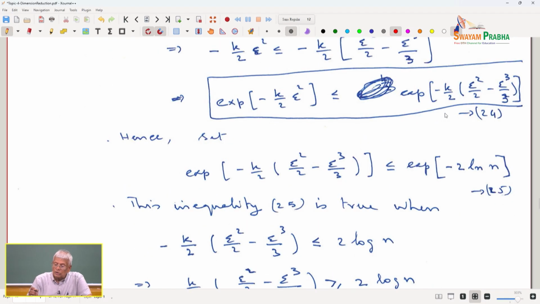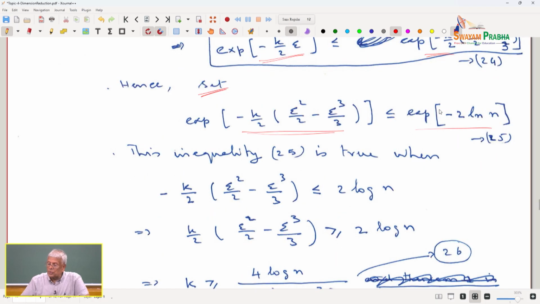Now, knowing which one is larger: this is one bound we got, this is another bound we got. This bound is less than that. So I would like to be able to control the upper bound, the larger of the two bounds. So this is the larger of the two bounds. I'm going to require that this bound be less than or equal to exponential minus 2 times log n.